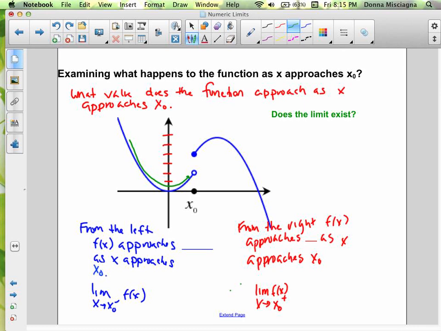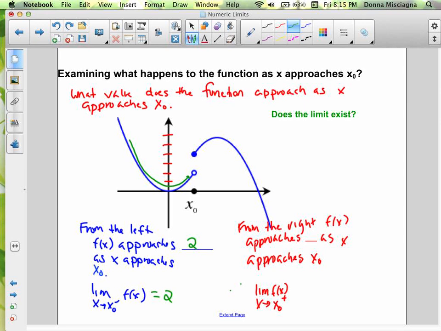Well, f of x appears to be approaching 2 as x approaches x naught. So the limit of f of x as x approaches x naught from the left-hand side is equal to 2. How about from the right-hand side?